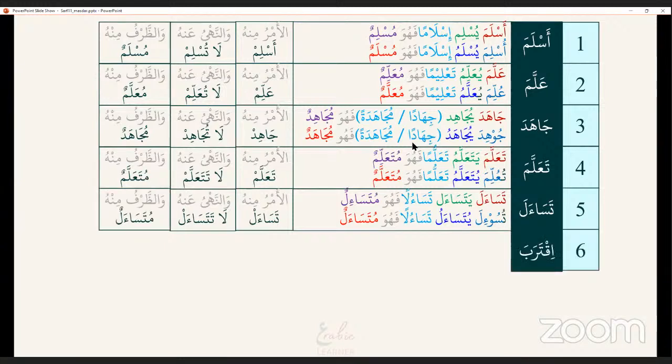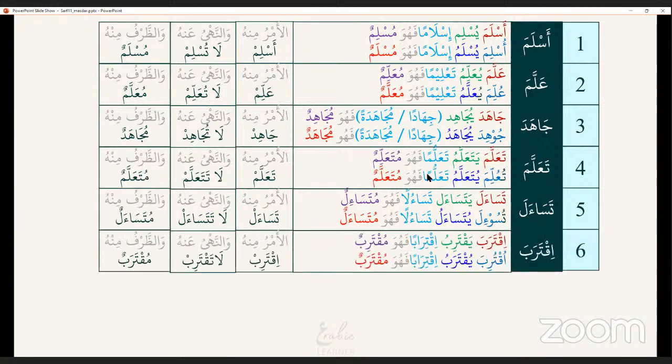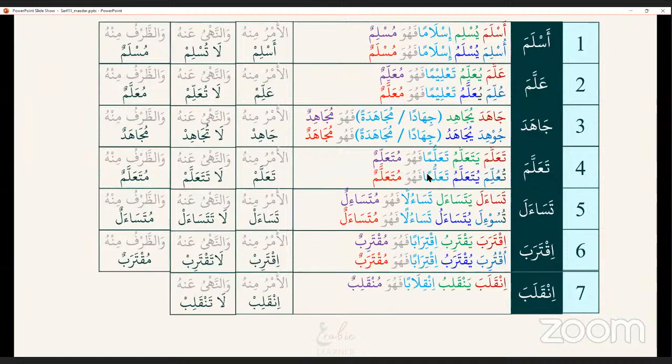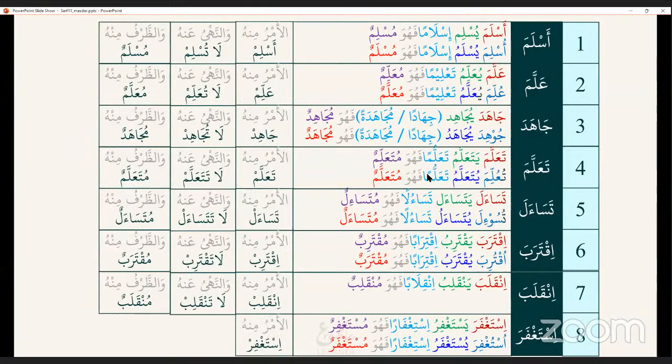These are 8. We have taken 8, actually they are more. So these are the ones. These are the simple forms.